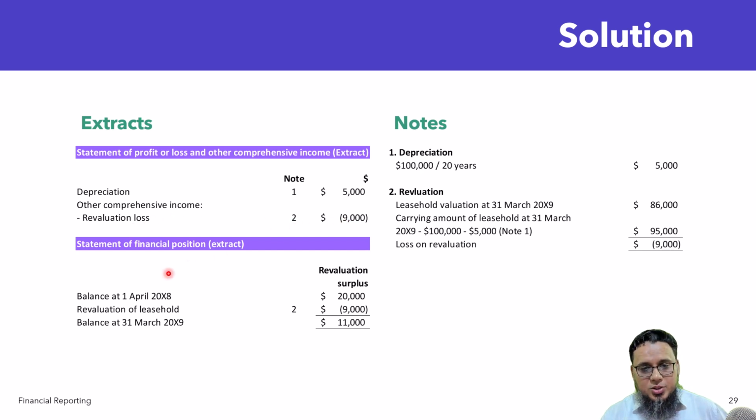On the statement of financial position side, you have a balance at 1st April 20x8 of revaluation surplus of $20,000, which is now getting a deduction of $9,000 revaluation on the leasehold building, resulting in an ending revaluation surplus of $11,000. So this is to show how the revaluation surplus is accumulated.